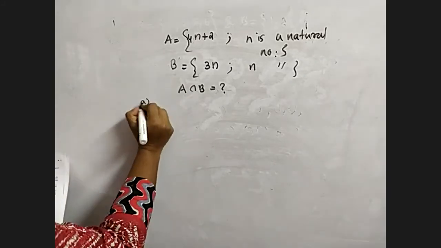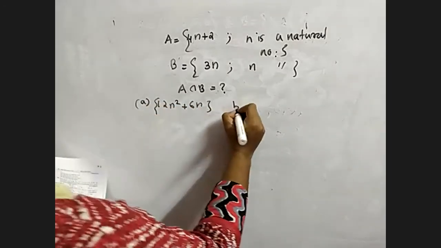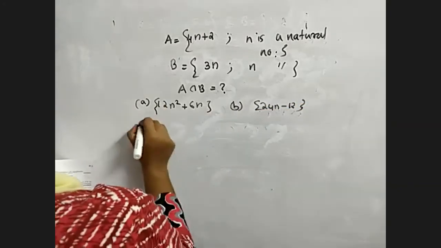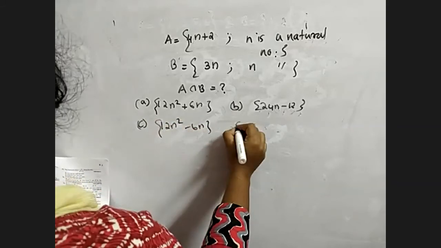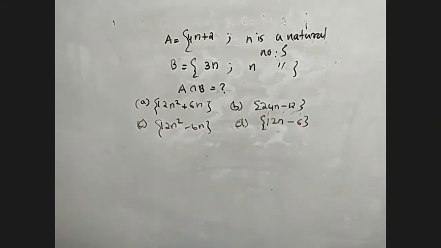Options. First option, 12n square plus 6n. Second option, 24n minus 12. Third option, 12n square minus 6n. Last option, 12n minus 6. Let's find it out. What are the elements of this set?